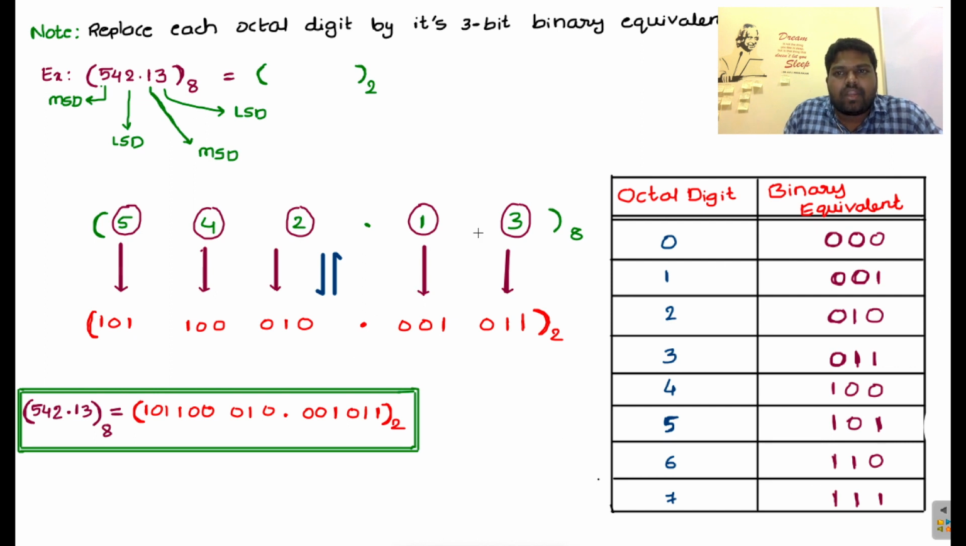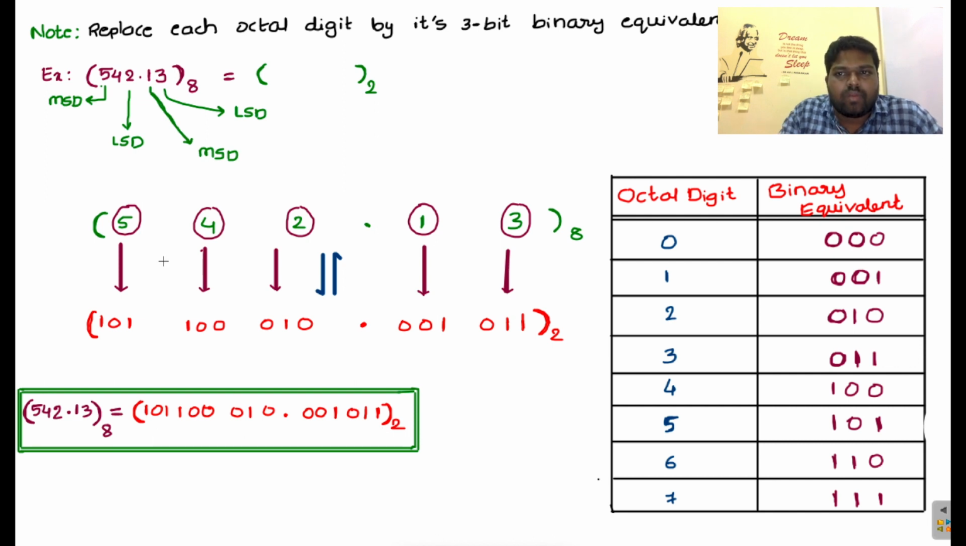Similarly, you can convert the fractional portion of an octal number to binary. First move from the most significant digit to the least significant digit, that means left to right. Left to right movement for fractional conversion. For 1 its binary equivalent is 001, for 3 its binary equivalent is 011. So this is your entire binary conversion: 542.13 base 8 equals 101100010.001011 base 2. This is octal to binary conversion.